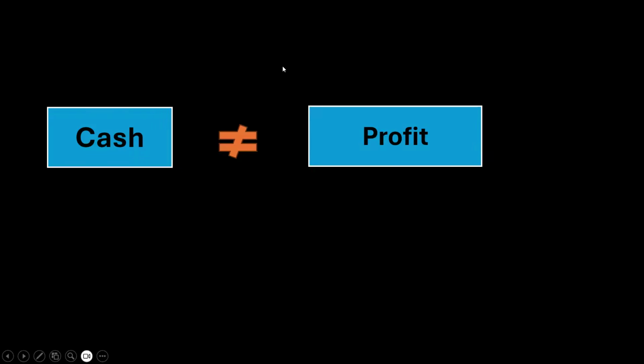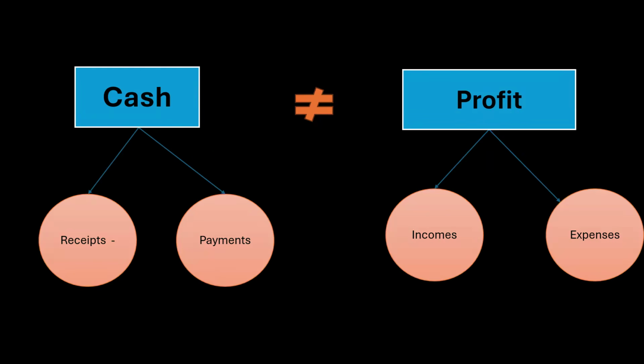We know that cash is not equal to profit because cash is receipts minus payments, whereas profit is incomes minus expenses. Moreover, profit is calculated using the accrual concept and matching concept. Profit depends on the measurement assumptions regarding several items like depreciation, amortization, cost of goods sold, and lease rent, whereas cash is actual cash flows. Cash is actual, profit is accrual.